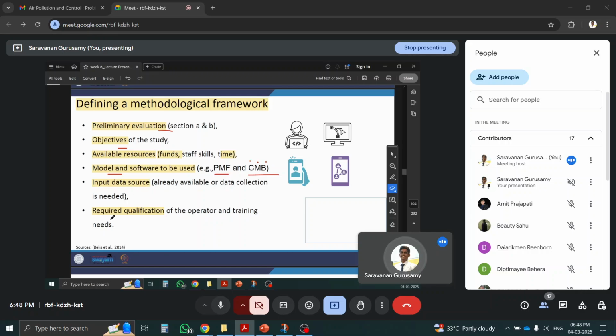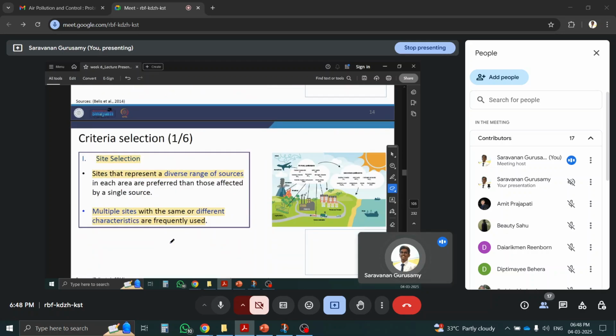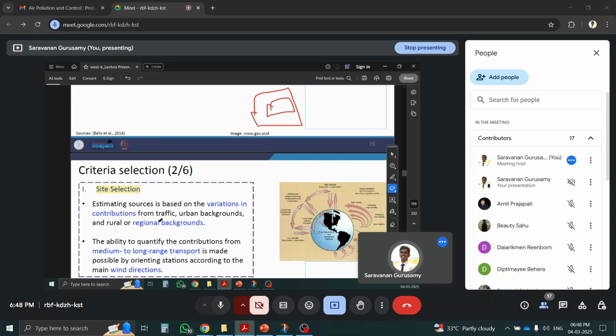And then input data sources, required qualification, that is the testing of the results we have to do. The site selection is that it represents a diverse range of sources. It should accumulate all the sources. Like Delhi is a big, good site that can be used to project the air pollution around. So you can take a solution site that could accommodate all the sources of air pollutant, and multiple sites with the same or different characteristics are frequently used.